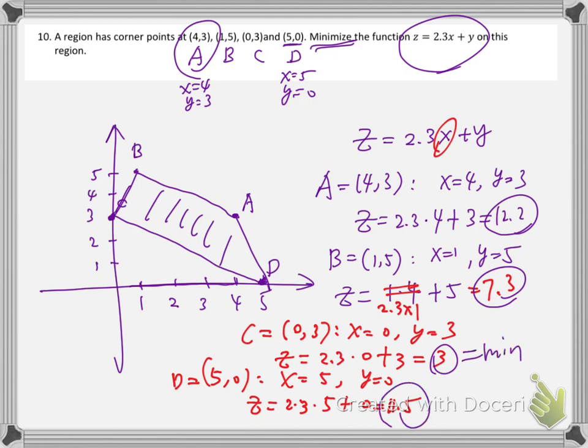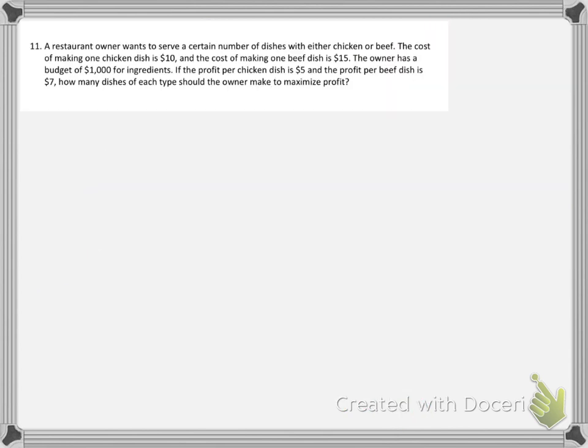So what's the minimum? Point C. They didn't ask for the maximum, but the maximum is point A. For this region, the maximum or minimum occurs only at the corners. That's the last important part for this exam. This one had given corners. For the next 2 questions, you have to write down the linear inequalities, draw the picture, and then find the corners.